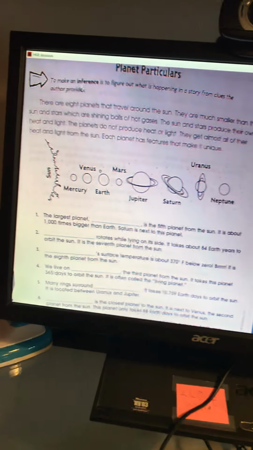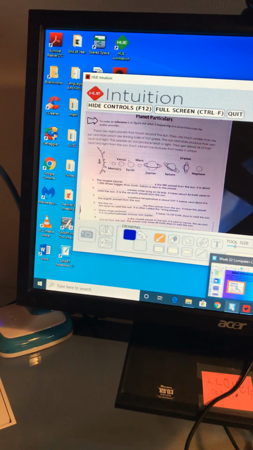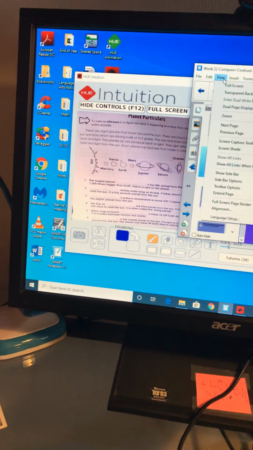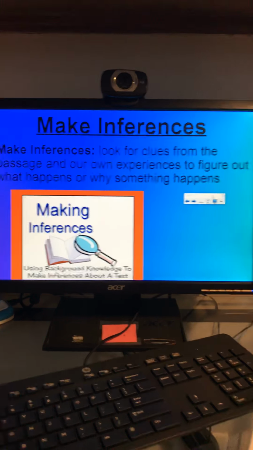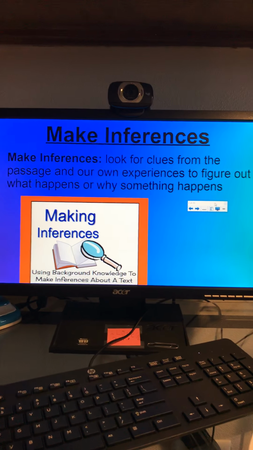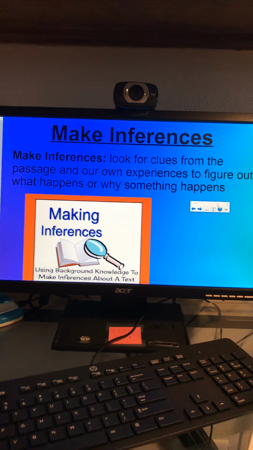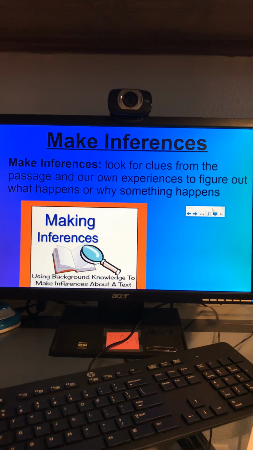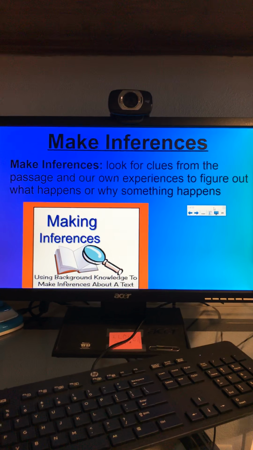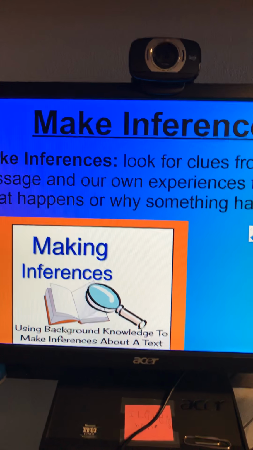So I'm going to review what inferencing means. We've talked about inferencing means when we take clues from the passage and what we know from our own experiences, and that helps us figure out what happens or why something happens the way it does. So it's like being a detective. You look for clues in the story, plus take what you know just from the experiences of your life, and it will help you determine what happens or why something happens.